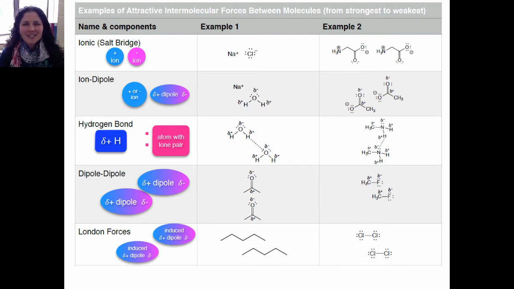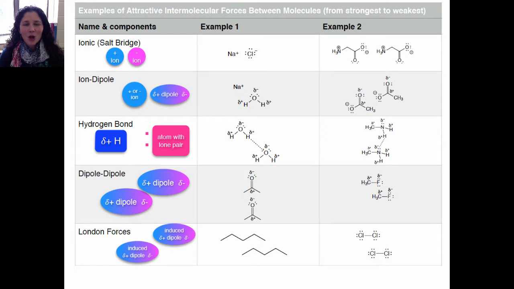Hi, this is a video to help you through the activity on attractive forces and solubility. On your activity, there is a table of the 5 different attractive forces between molecules. They are listed in this table from the strongest on the top to the weakest on the bottom.